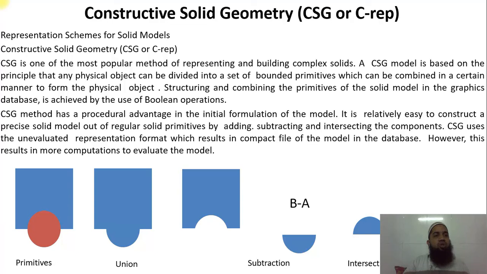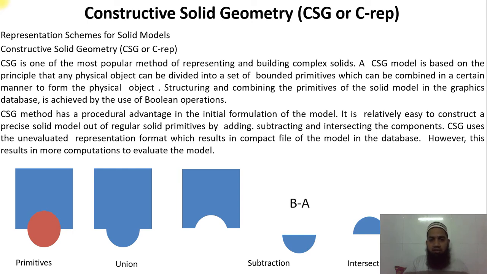Constructive solid geometry is the most popular method of representing and building complex solids. A CSG model is based on the principle that any physical object can be divided into a set of bounded primitives, which can be combined in a certain manner to form a physical object. Structuring and combining the primitives of the solid model in a graphic database is achieved by use of Boolean operations.